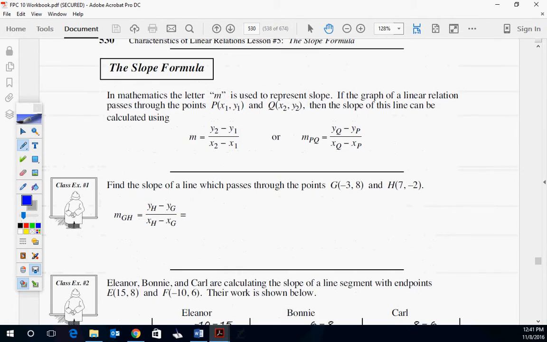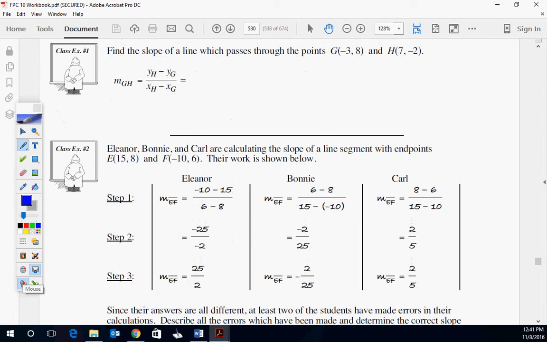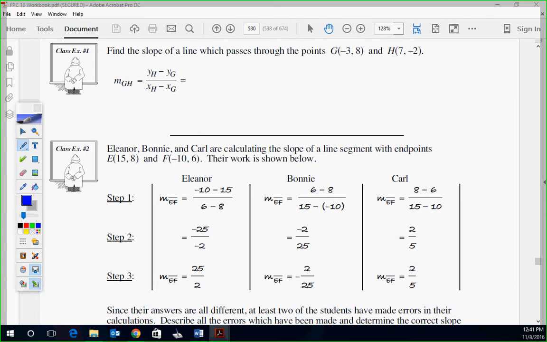So here you go. Here's the slope formula. Okay, we already developed that. So it says to find the slope here. So this is as straightforward as it looks, guys. All we have to do, this is just giving the formula. Y of H is negative 2, right? The y for H minus the y for G over the x for H, 7, minus the x for G.